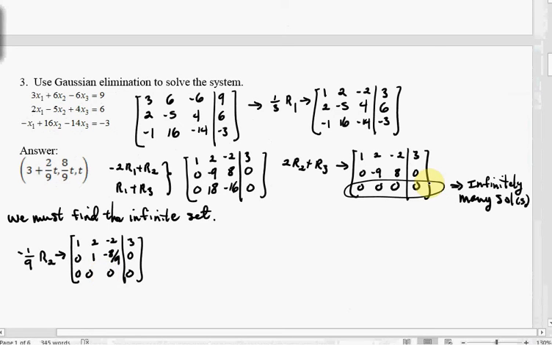Here, if you have all zeros, you have infinitely many solutions. Then we say we must find the infinite set, right?